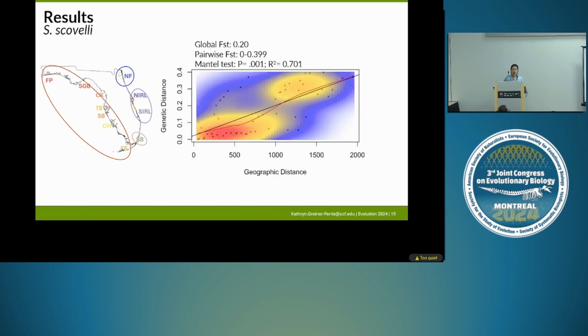Global FST was 0.20 for Scavelli, and pairwise values range from 0 to 0.399. And then our Mantel test revealed a strong linear relationship between FST and distance, indicating that population differentiation in part was due to isolation by distance.